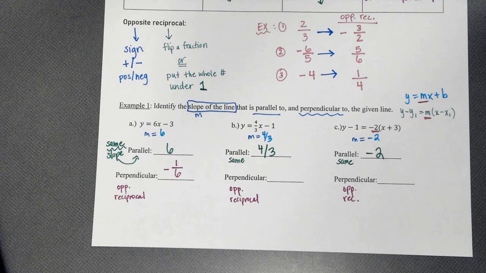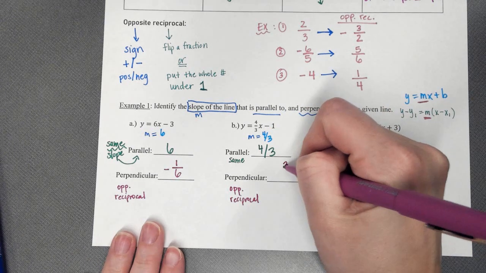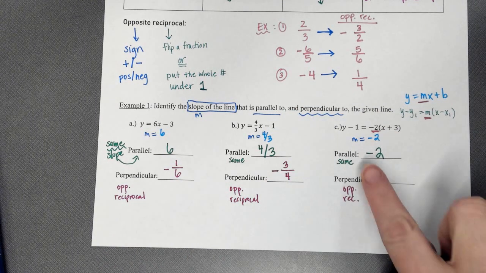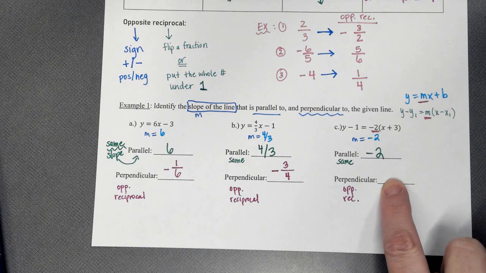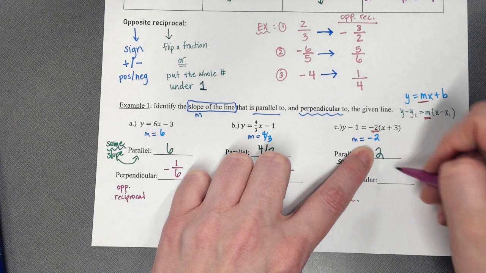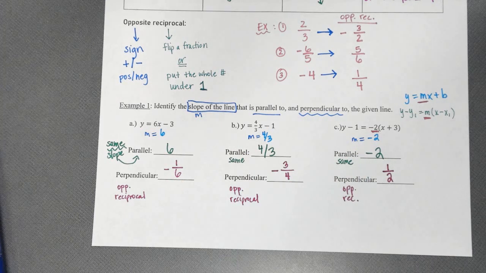And then once you do the perpendicular, if it's a fraction, you flip it, and then you change the sign. So positive to negative. If this one's negative, you know this one's going to be positive. So if it's a whole number, you have to put it over 1. You just did a nice job with that.